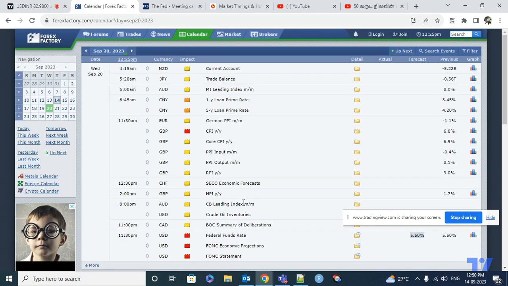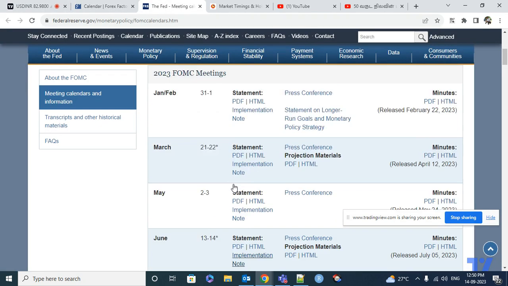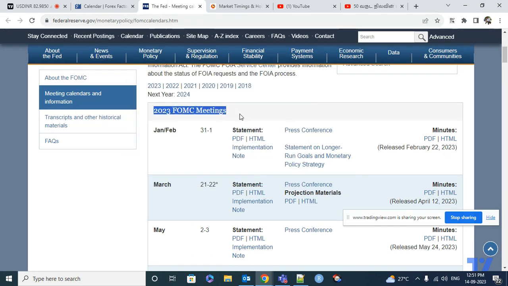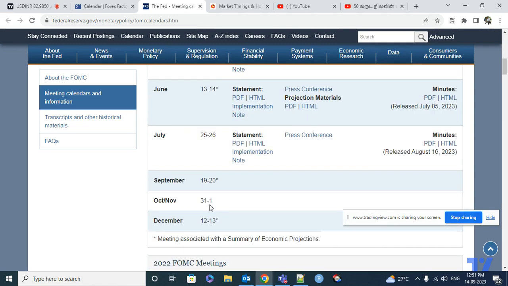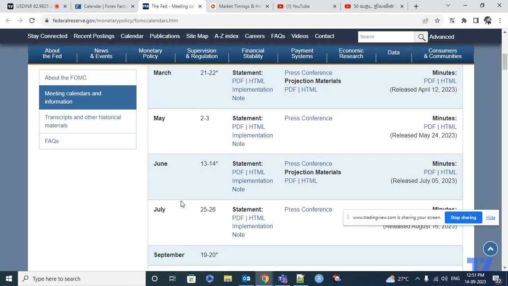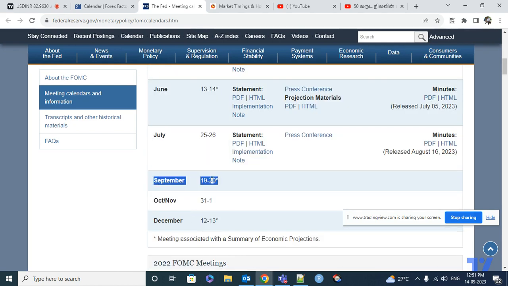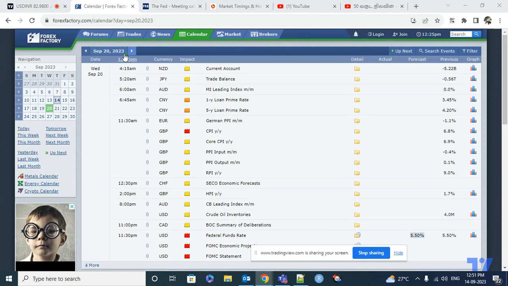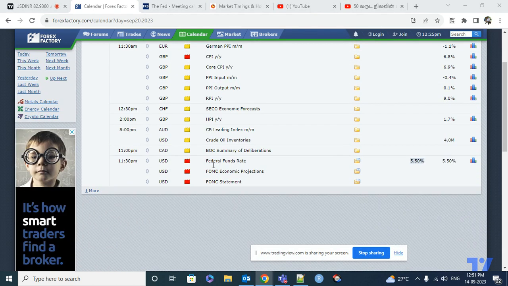One is the FOMC meeting that is supposed to happen. This is their calendar from their official website, the Fed Reserve. Okay, so this is the 2023 FOMC meeting. If you just come down, these are the past meetings, and this is a meeting on September 19th and 20th. Okay, so here in the calendar I have pulled up September 20th, 2023. If you see here, we have FOMC meetings. The previous one is 5.50. The expected one is 5.50. That means there is no change in the USD interest rates, but the high impacted currency is USD.